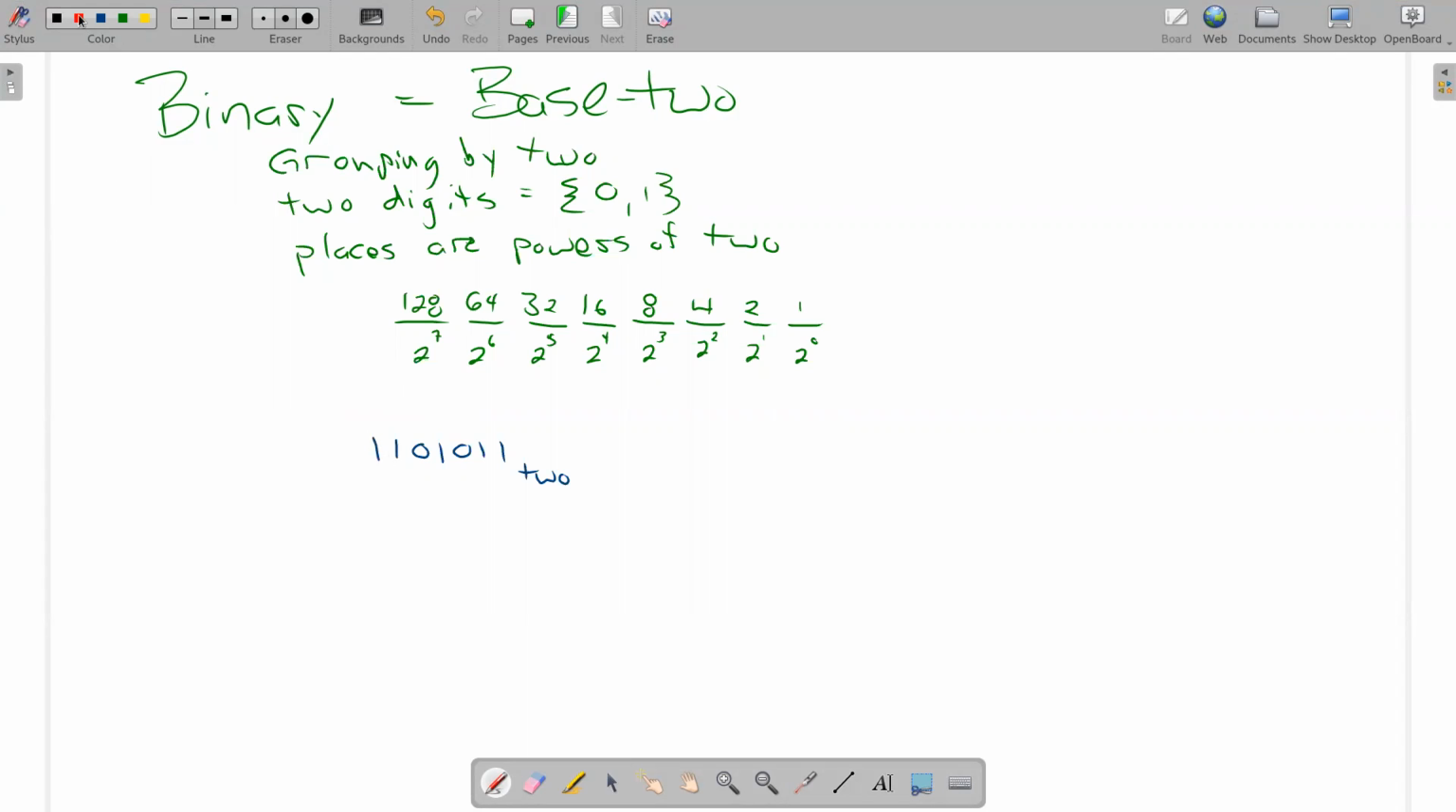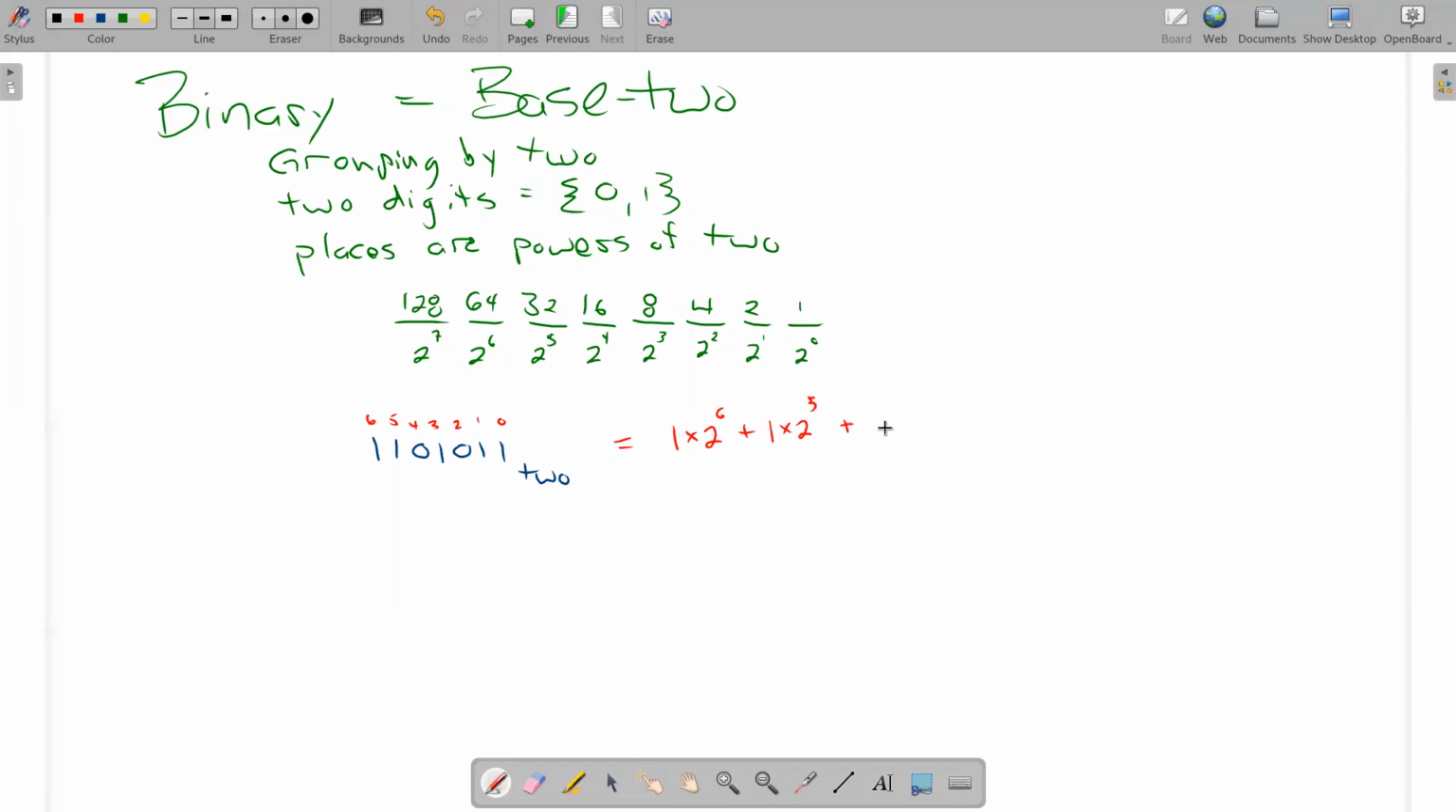We could count by powers. Sometimes that makes it easier. 0, 1, 2, 3, 4, 5, 6. So to translate this number into base 10, I have 1 times 2 to the 6th and another 1 times 2 to the 5th. We don't really need to deal with the zeros.